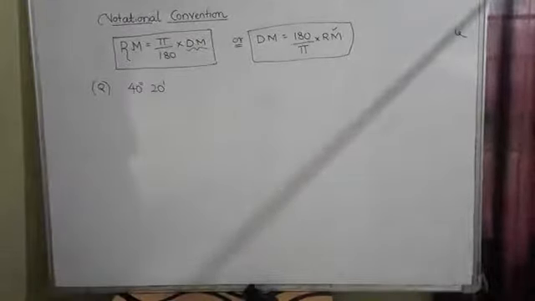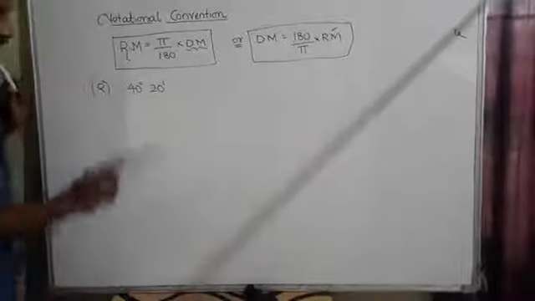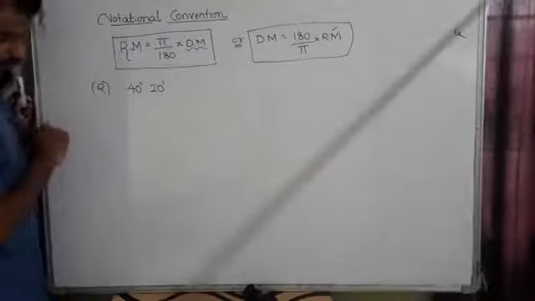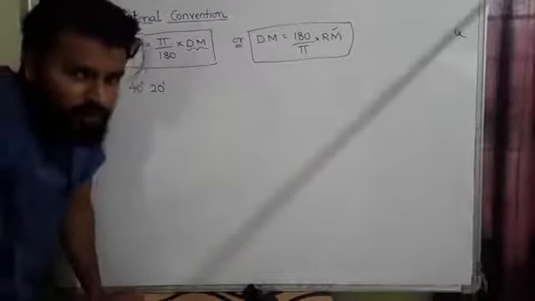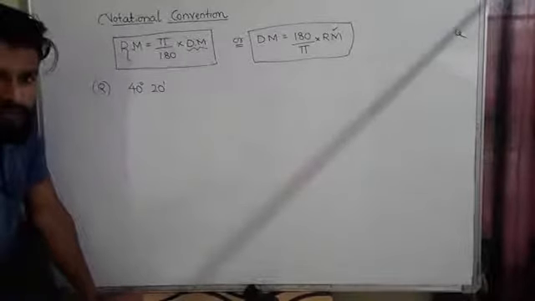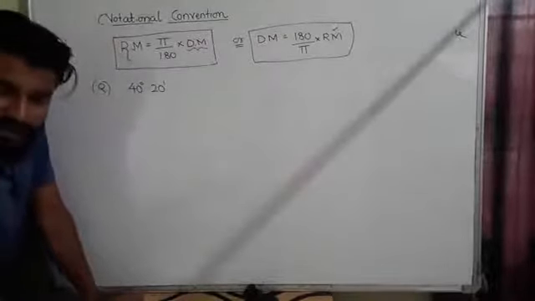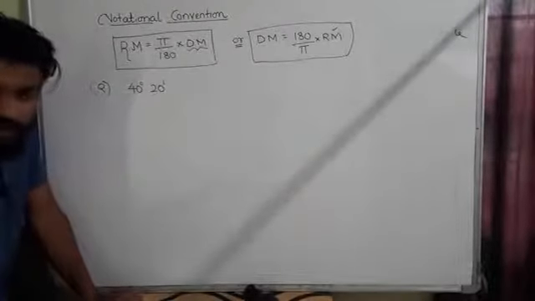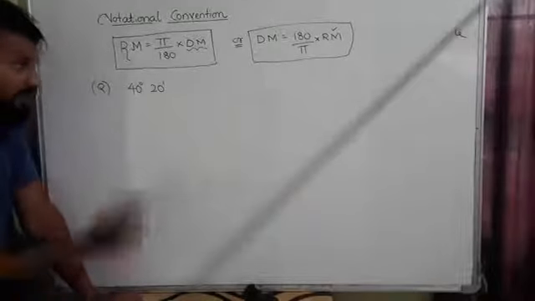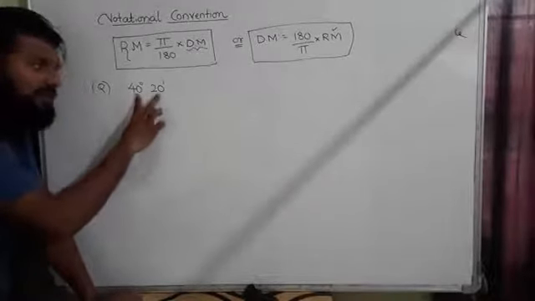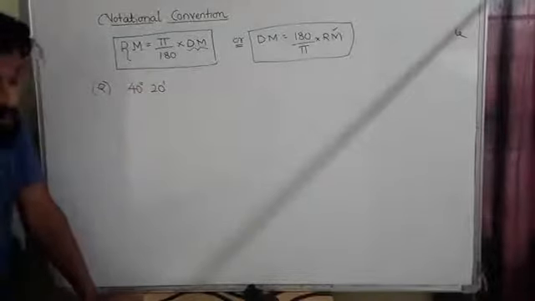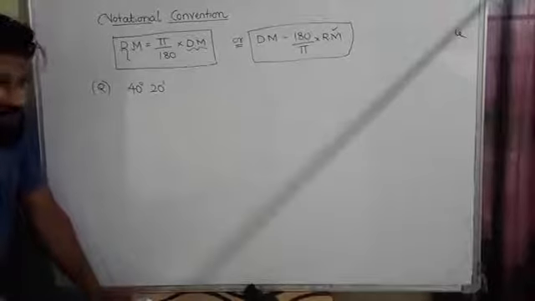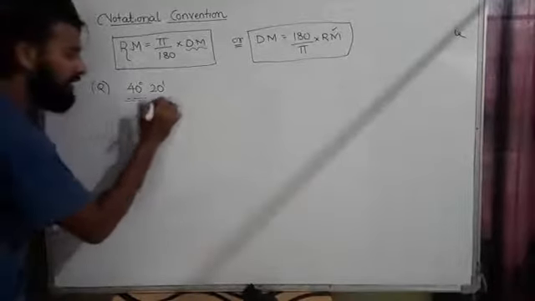Well, the next question, dear friends, is we need to convert this 40 degree and 20 minutes into radian measure. So here the problem is, in all the previous questions, the given angle was directly in degree. So we just used this formula and everything was done. But now the given angle is in degrees as well as minutes. So in this case, how to convert this into radian? That's the question. So the first thing you need to do is convert this whole angle into degree.